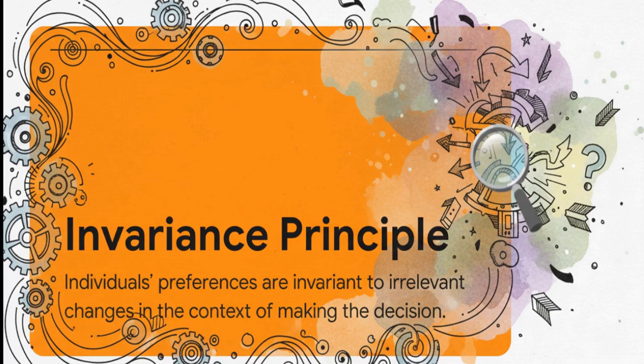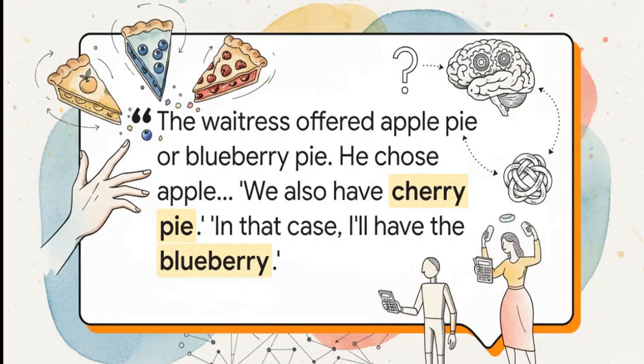And there's a famous story about the philosopher Sidney Morgenbesser that illustrates this perfectly. So this philosopher is ordering dessert, and the waitress says he can have apple or blueberry. He picks apple. Simple enough. But then she comes back and says, "Oh, we also have cherry pie." And he replies, "In that case, I'll have the blueberry." It's hilarious because it's so absurdly illogical. The existence of cherry pie is completely irrelevant to his choice between apple and blueberry. Nothing changed about those first two options.